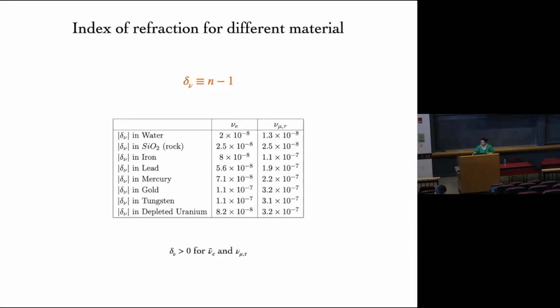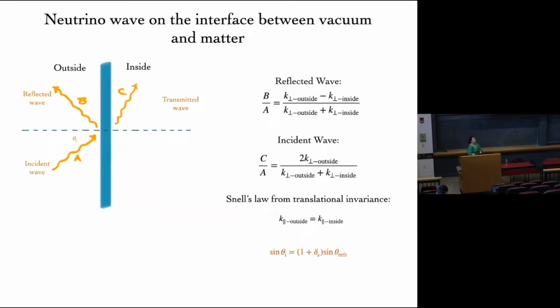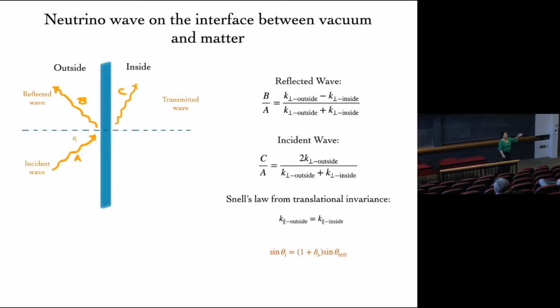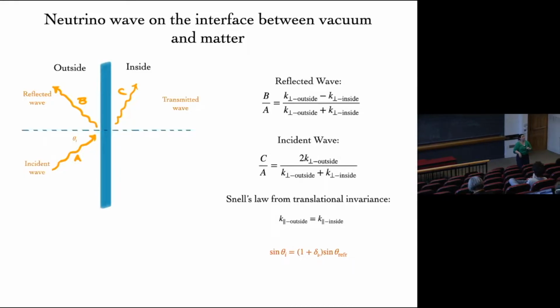So let's do quantum mechanics now. I have a neutrino wave incident on the interface between two media. One is vacuum outside, and inside you have matter. In order to solve this problem, what do we do in quantum mechanics? We take the wave function and match its value on the boundary. We require that the value of the wave function is continuous, and we also require that the derivative of the wave function is continuous. That relates the amplitude of the incoming wave to the reflected and outgoing wave.